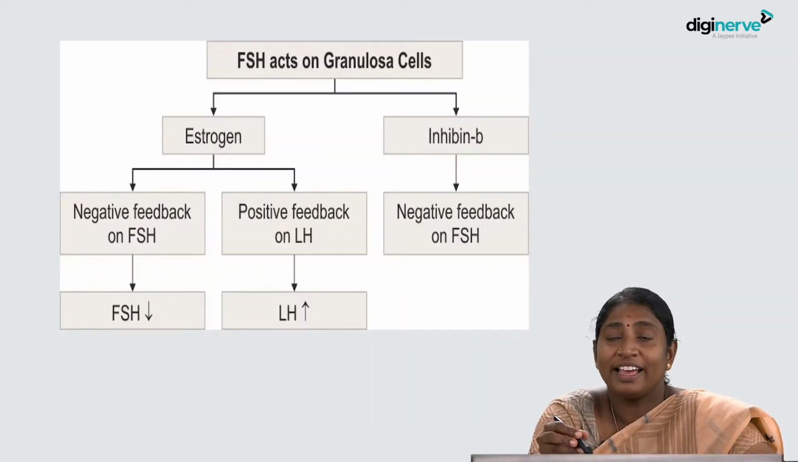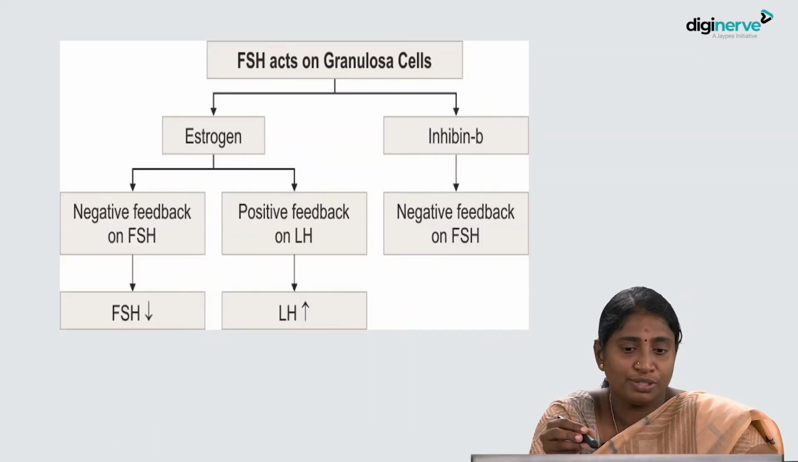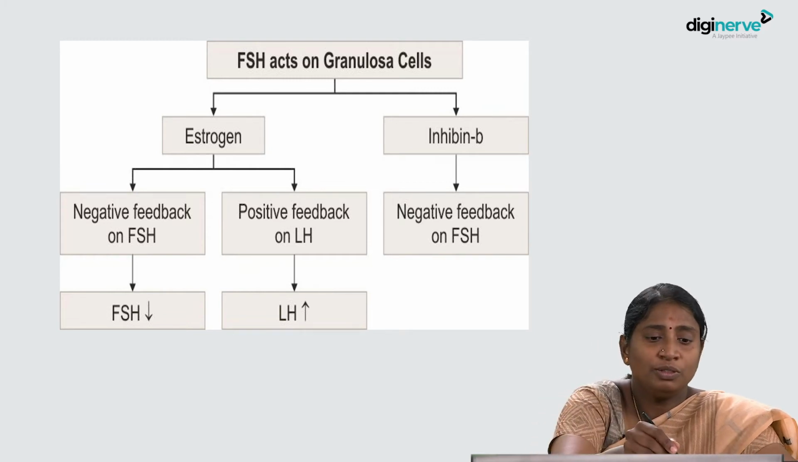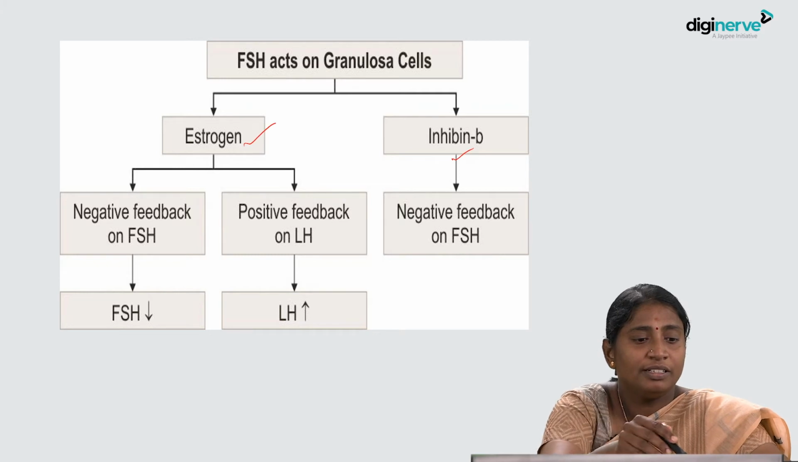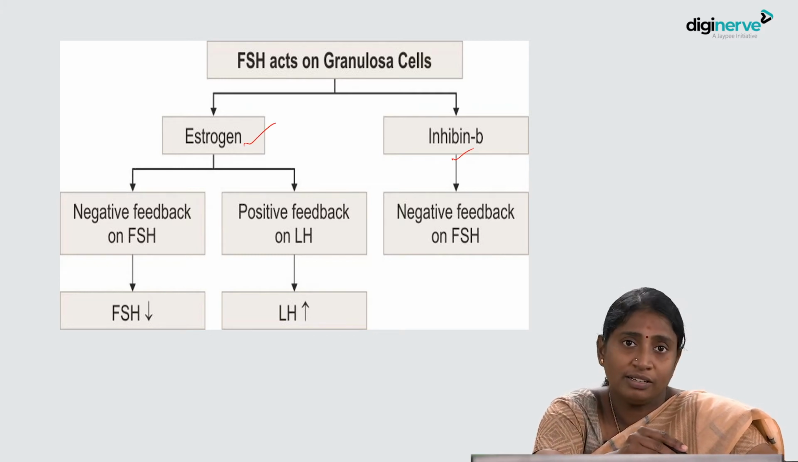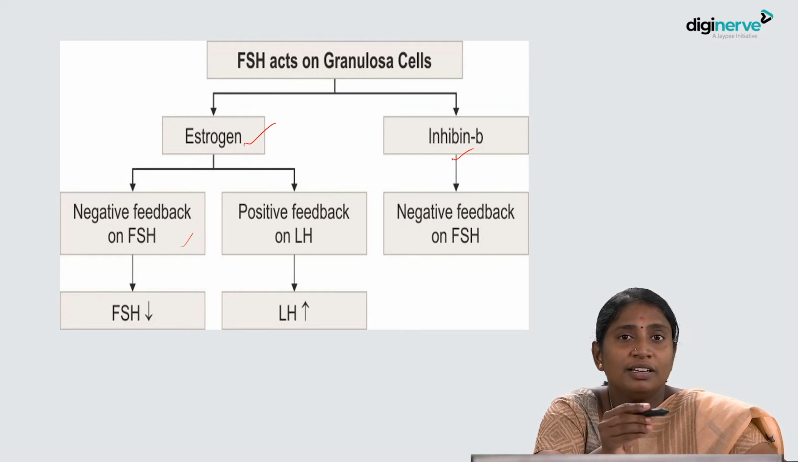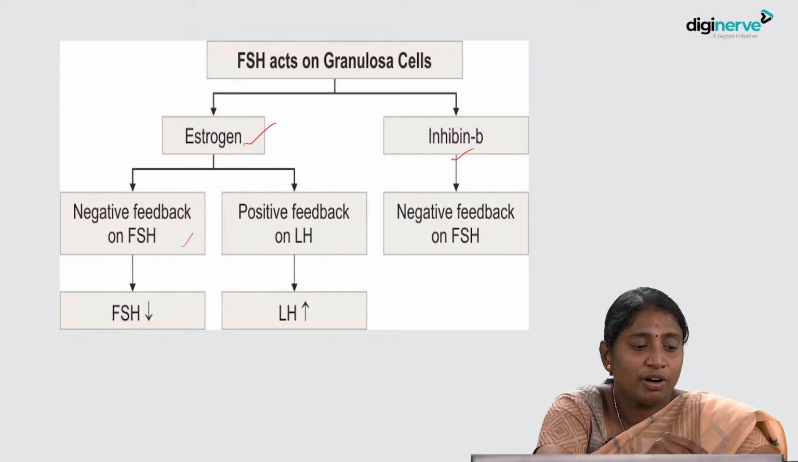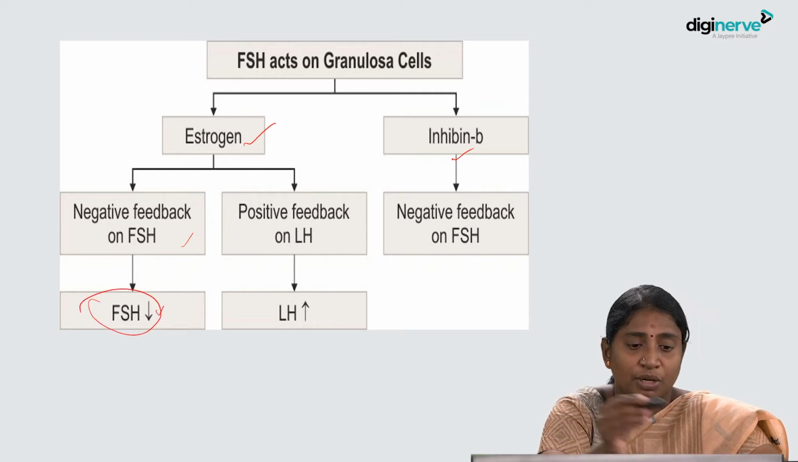FSH acts on the granulosa cells, and the granulosa cells produce two hormones, estrogen and inhibin B. The estrogen has a negative feedback on follicle stimulating hormone. So when estrogen is increased in amount, it causes negative feedback, thereby the follicle stimulating hormone levels will come down.